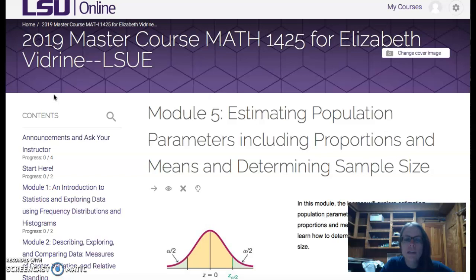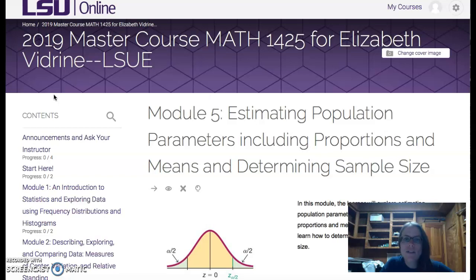And so in many cases, population parameters are not actually values that are easy to calculate. And so we try to estimate them using information that we get from a smaller subcollection of the population. We call that a sample.